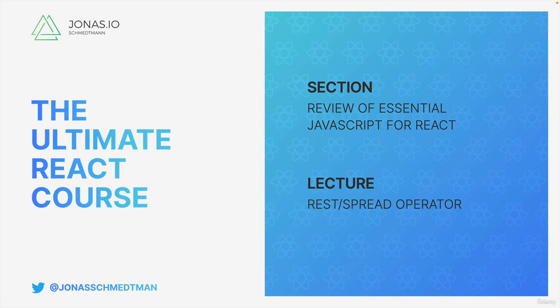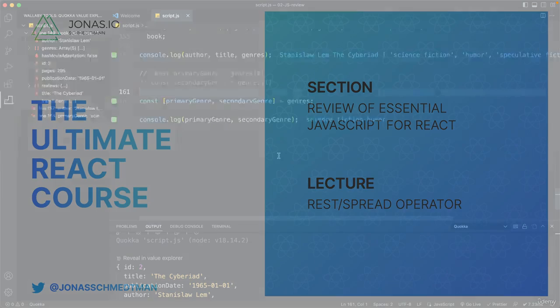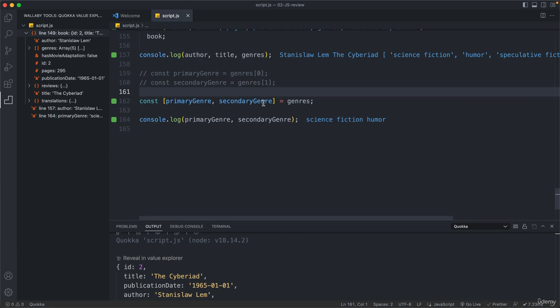Now moving on, let's quickly learn about the rest and the spread operator. And let's go back here to this line of code where we did the destructuring in the previous lecture, where we took out this primary genre and the secondary genre out of this array. And now let's say that we also wanted to get all the other genres, so the ones that are not the first and the second one, into another array. So basically into an array containing all the other genres.